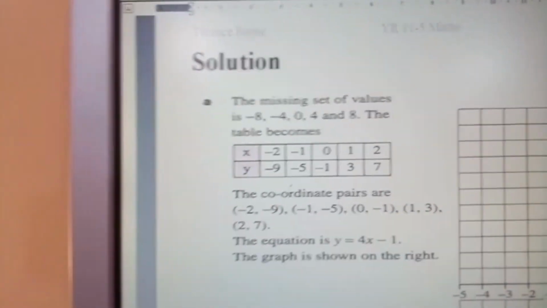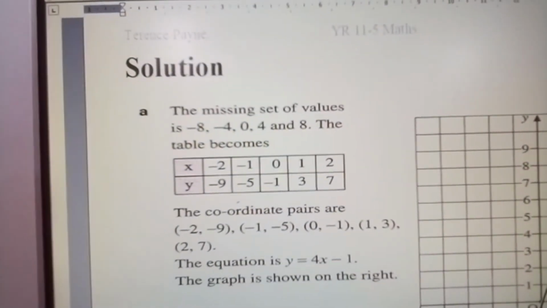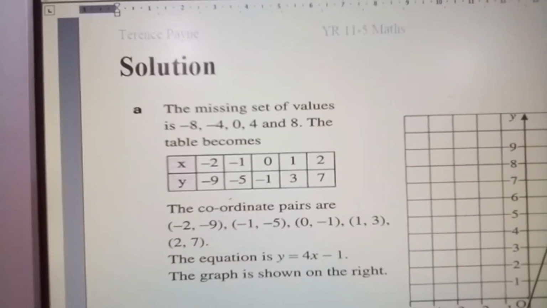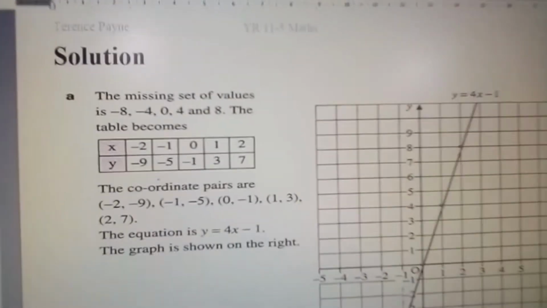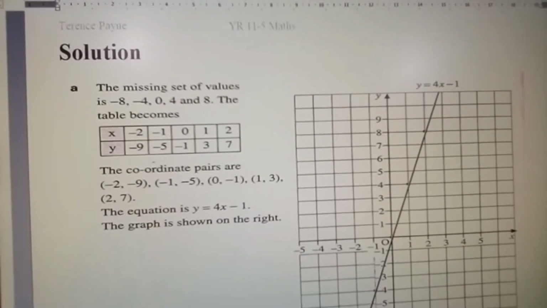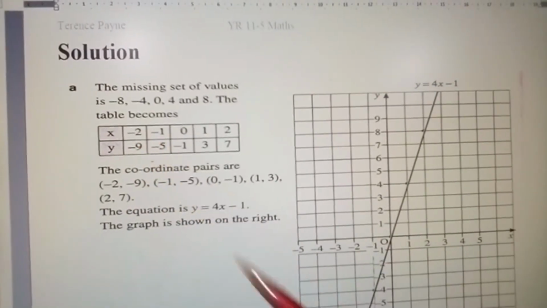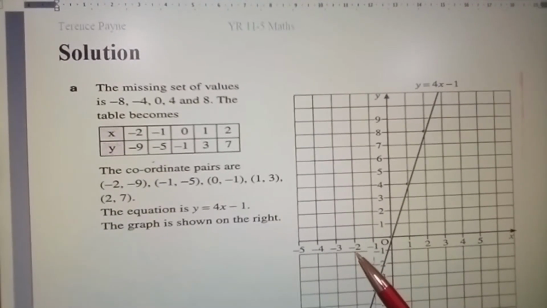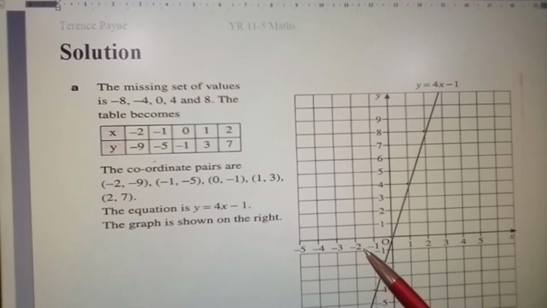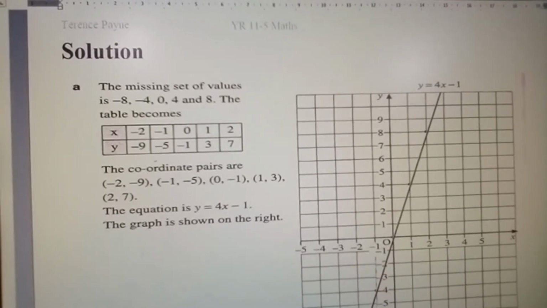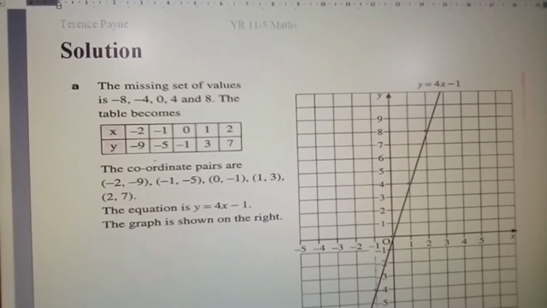And here we are, okay? -9, -5, and so forth. The equation is y equals 4 times x minus 1, and the graph is shown on the right. Now here, where x is equal to -2, y is equal to -9. And here we have it, x equals -2 and y equals -9. And that point should be there actually, okay?